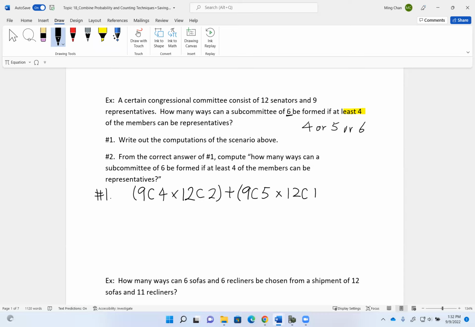So this gives me how many ways to select 5. Plus, all right, let's figure out how many ways to select 6 representatives. There are 9 representatives. If I choose all 6 of them using combination, that means I need to follow by 12 senators choosing none of them. So this one is how many ways to select all 6 representatives. This is 5, this is 4, and we add up each way. That gives me the answer.